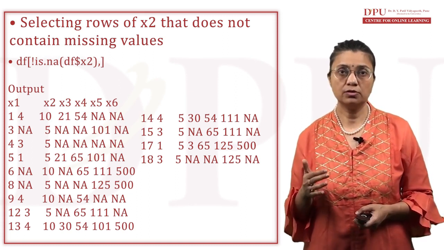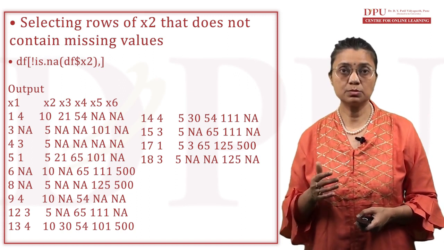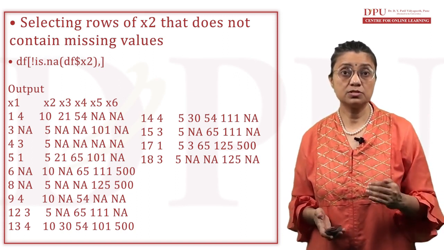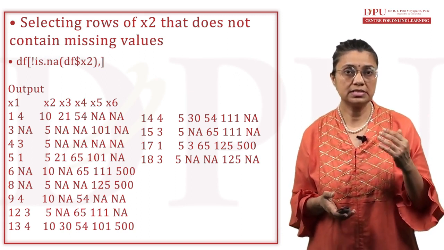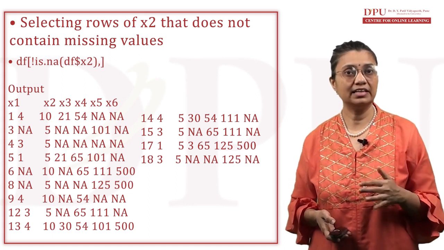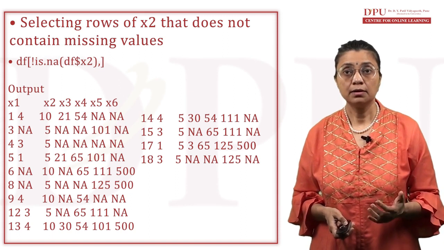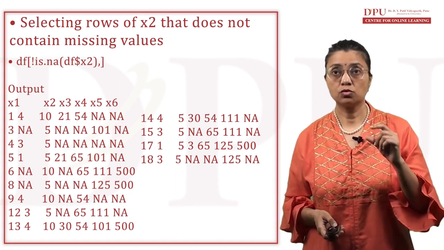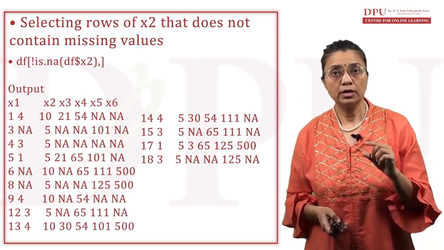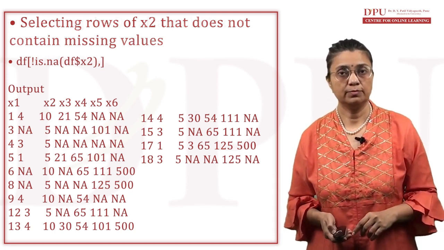So you can see 2 is missing, after that 7 is missing, after that 10 and 11 are missing, and then 16 is missing, and after that 19 and 20 are also missing. Why are 19 and 20 missing? Because in 19 and 20 also, for the column x2, the value must be not available.